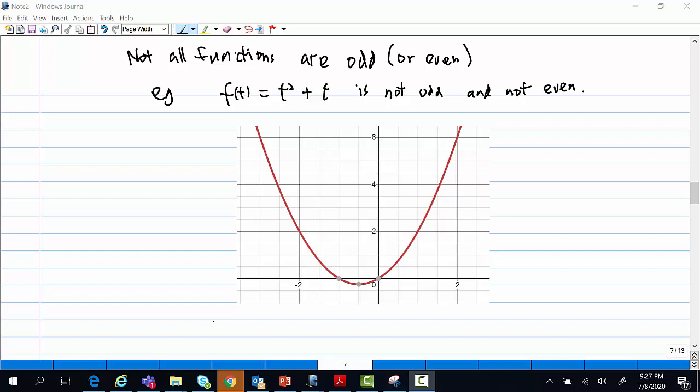However, not all functions are odd and not all functions are even. For example, t squared plus t is not odd and not even. You can see from the graph that it is not symmetrical in the y-axis and also not symmetrical in the origin.